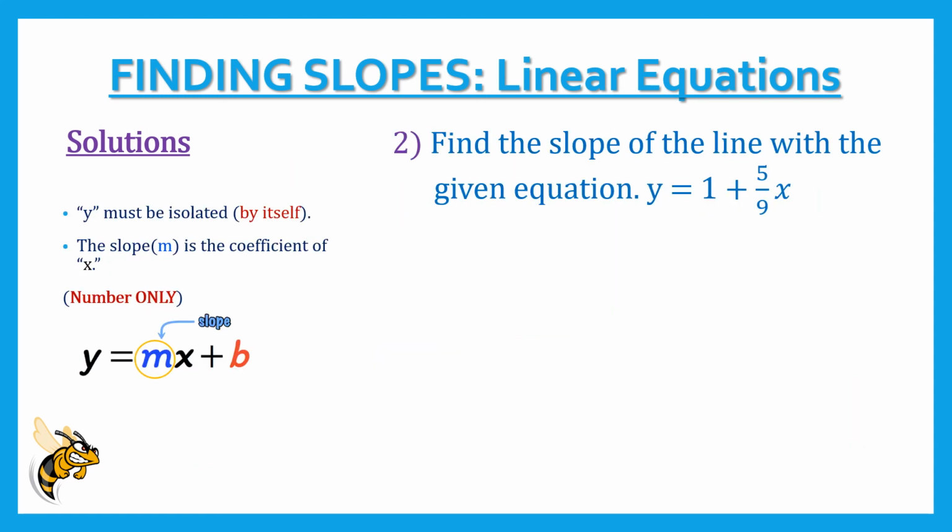Let's move on to number 2. In this case, y is already isolated. So therefore it's going to be the coefficient of x. And the coefficient of x is 5 over 9. So the slope is equal to 5 over 9. And that is the answer.